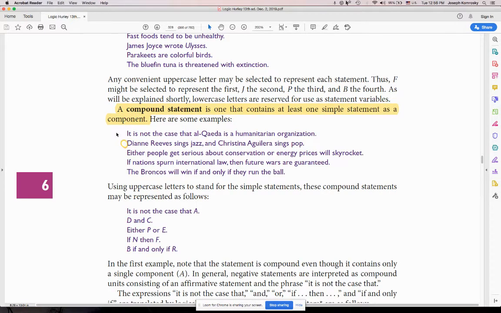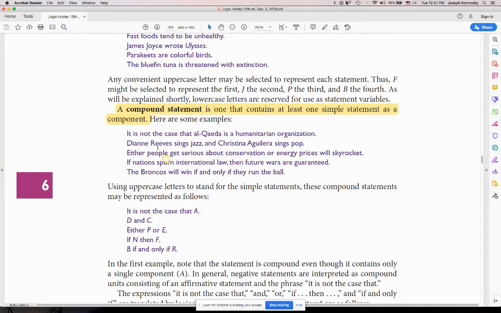What about this one? Diane Reeves sings jazz and Christina Aguilera sings pop. This word and is separating 2 simple statements. This one we could call D and C. D and C. See how easy that is? That's basically your homework. Either people get serious about conservation or energy prices will skyrocket. So right here we have an or separating 2 simple statements. One simple statement, people get serious about conservation.